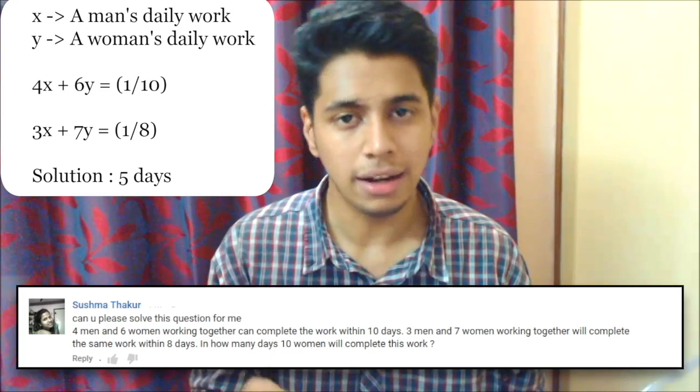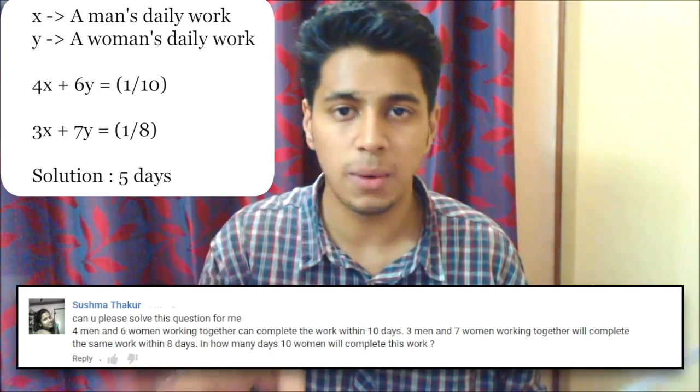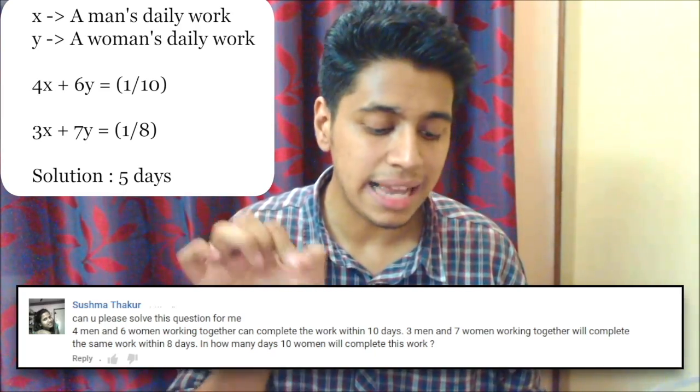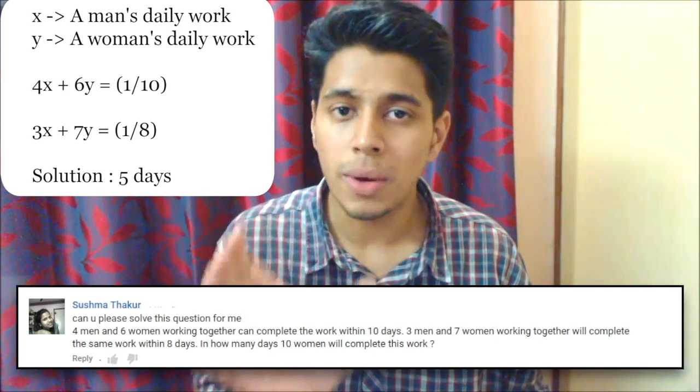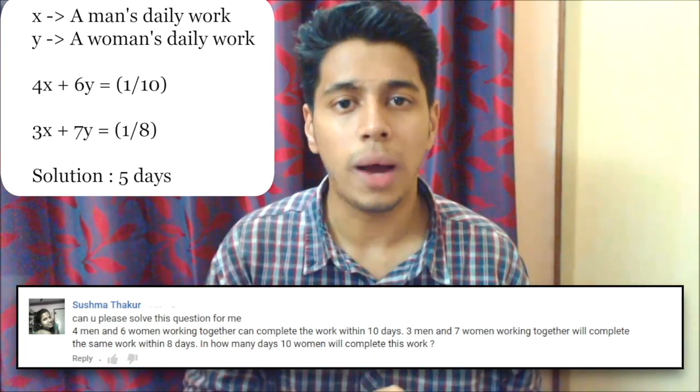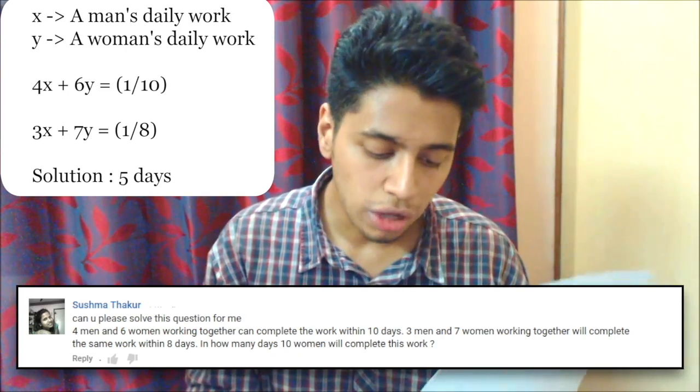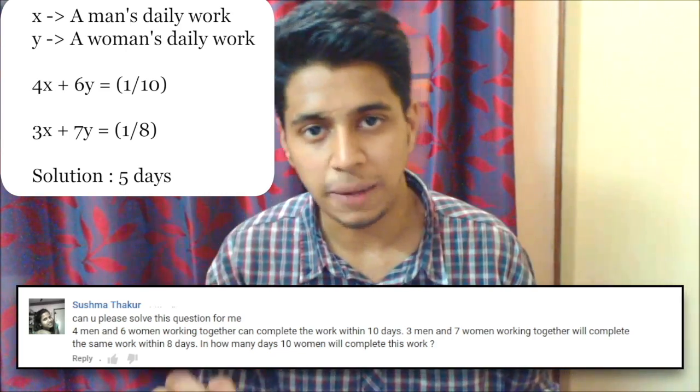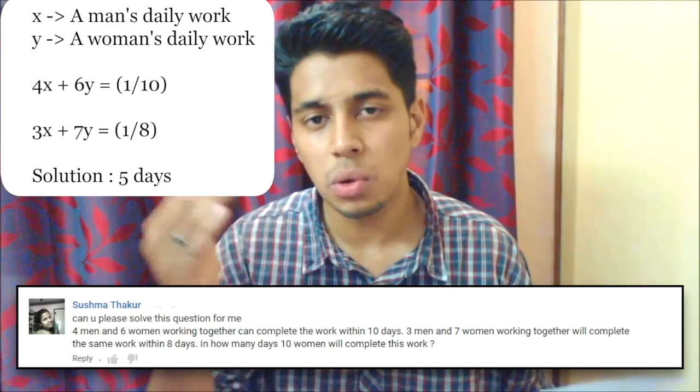Now you need to solve for Y. Don't waste time finding X and then finding Y. What you need to find is in how many days 10 women will complete this work. Since the question is pertaining to women, concentrate on Y. You don't need X, right? So if you solve this, Y will be 1 by 50. So what you come to know by this is Y is equal to 1 by 50.